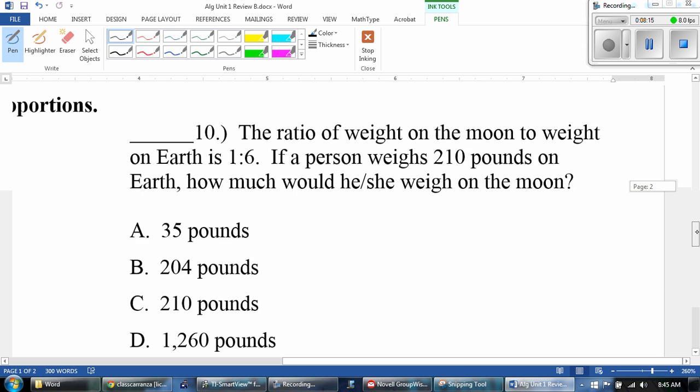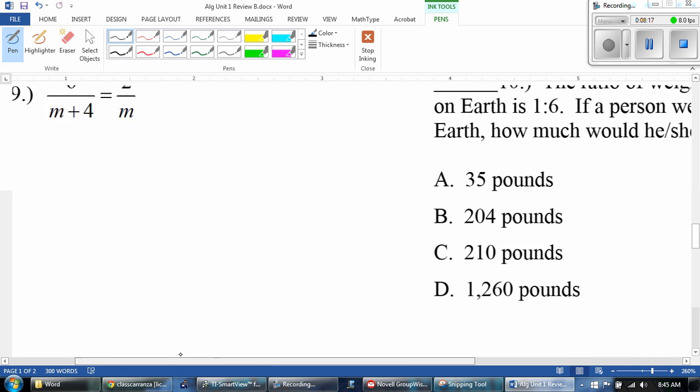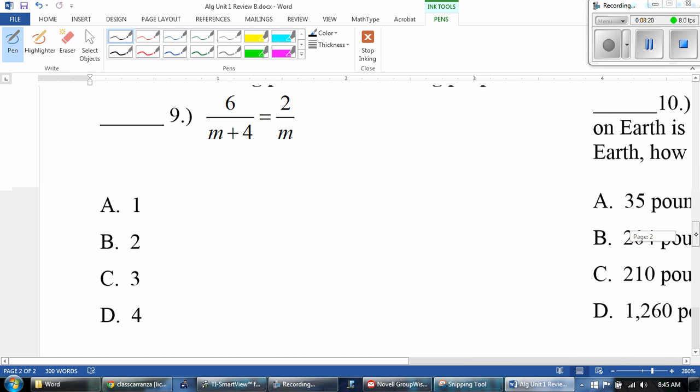All right, let's go ahead and turn it over. Okay, so we have proportions here. We have two ratios that are set equal to each other. Remember that we have to put parentheses around one of them if it's a binomial. Okay, and then we multiply.